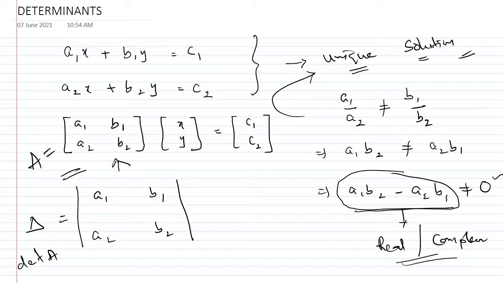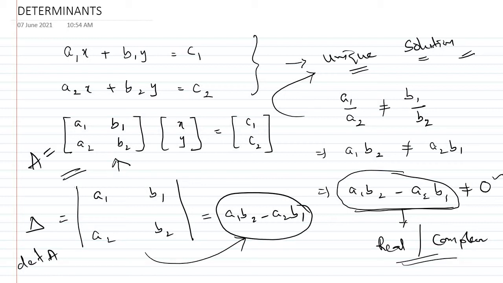So the value of this determinant is a1 b2 minus a2 b1. This is the expansion of this determinant, and the resultant value is called the value of the determinant of A. Do you understand? Therefore, det A equals a1 b2 minus a2 b1. Is it clear?